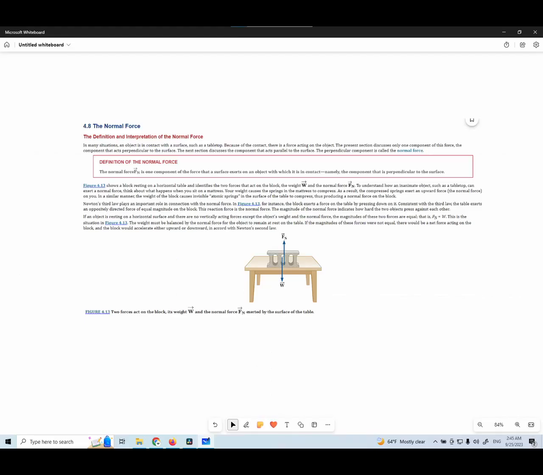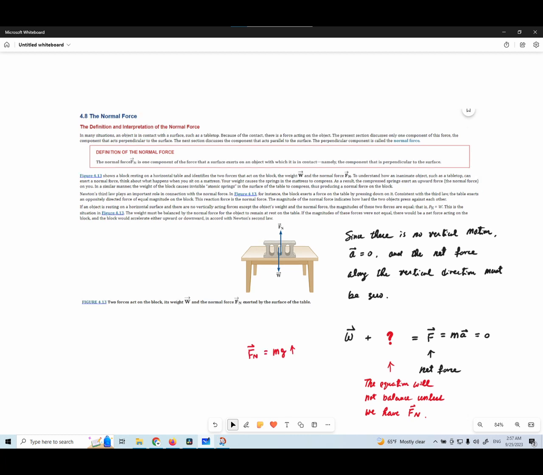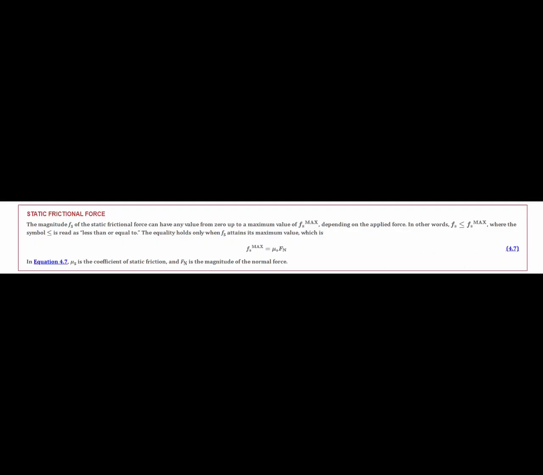When an object is placed on a table, it experiences a normal force. From the diagram, we can see that there is no motion, so the acceleration must be zero, which means the net force must be zero. However, there's always the gravitational force pointing down. We therefore conclude that there must be a balancing force pointing up, having the same magnitude as the gravitational force. This balancing force is known as the normal force.